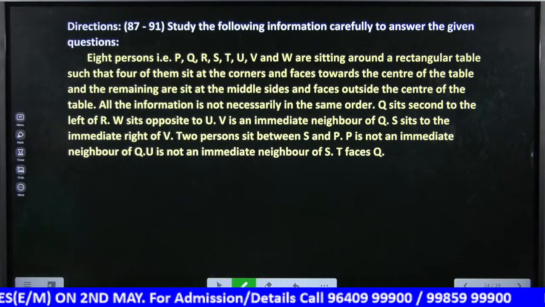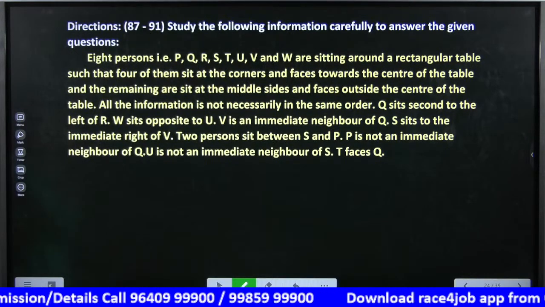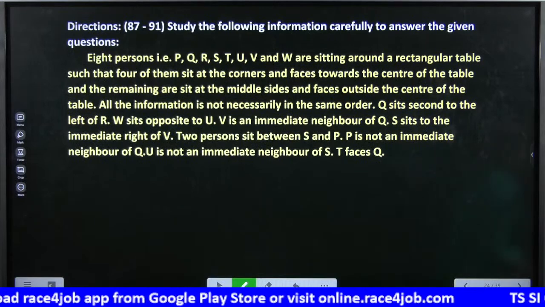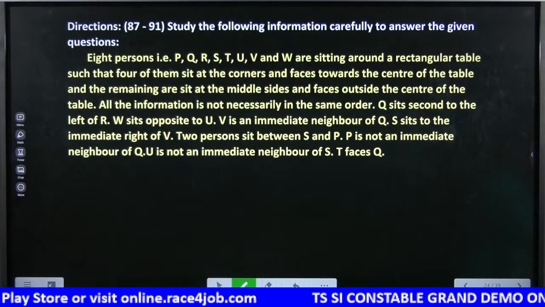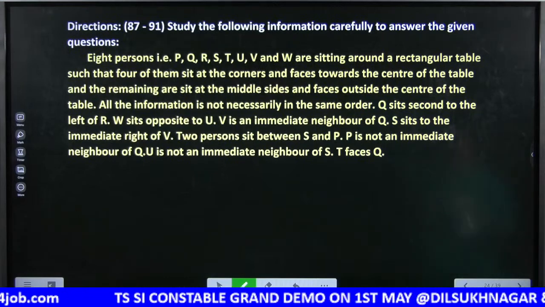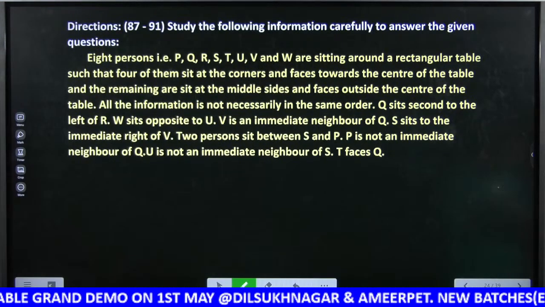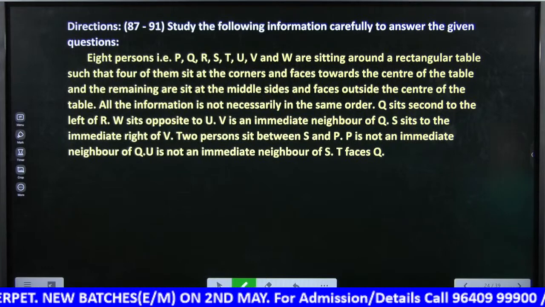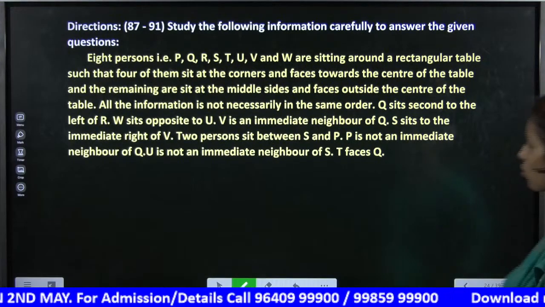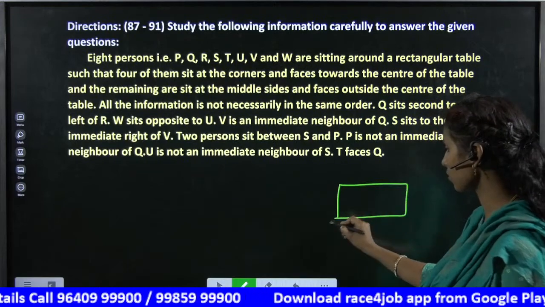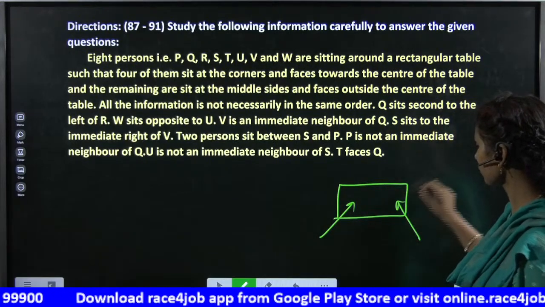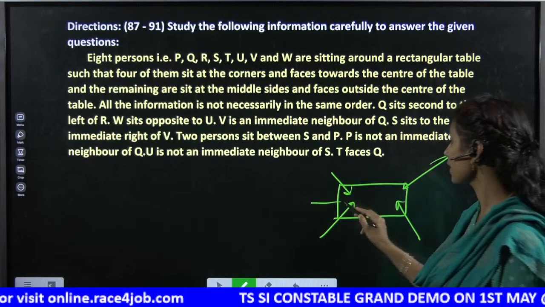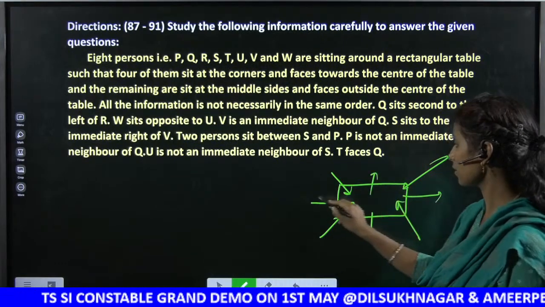Try to solve. Here we have 8 persons. Manaki 8 persons unnaru: P, Q, R, S, T, U, V, W. Are sitting around a rectangular table such that 4 of them sit at the corner and face towards the center. Okay, the ones sitting at the corners face towards the center, as mentioned, and the remaining are at the middle sides facing away from the center.